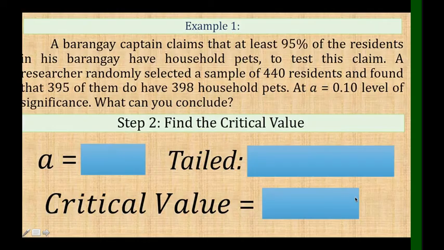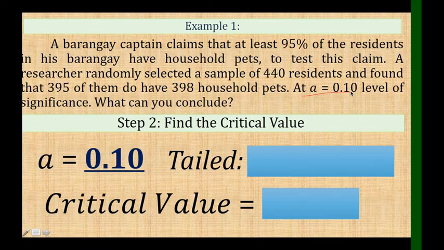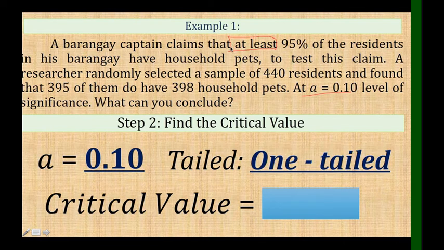The second step is determine the critical value. To determine the critical value, we need the following requirements, the alpha and the tail. The tail is based from the alternative hypothesis. The alternative hypothesis, if you still remember, is at least. So therefore, it is directional. The alpha in our problem is 0.10. For the tail, since the clue is at least, it means it is directional. So when you are talking about directional, it is one-tailed.